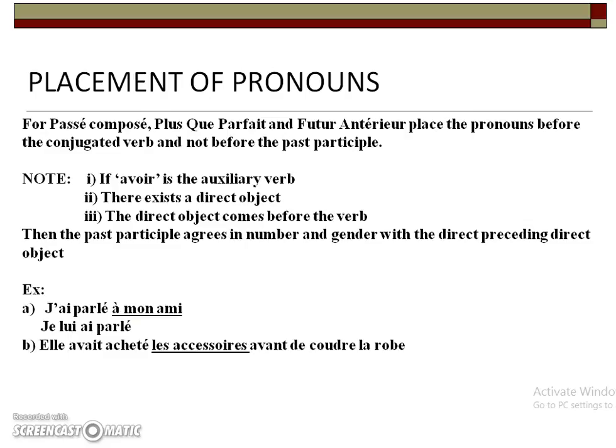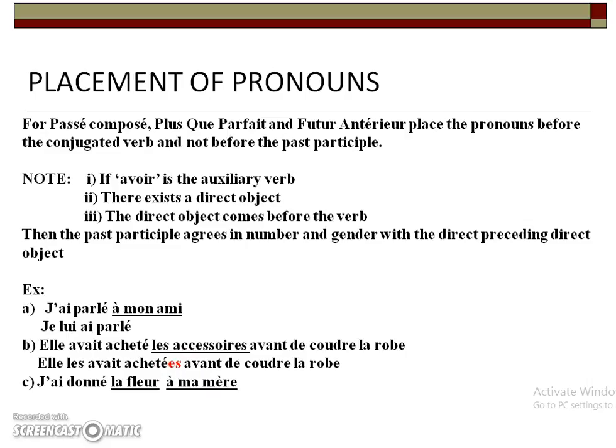Example number 2. Elle avait acheté les accessoires avant de coudre la robe. She bought them before stitching the dress. Your answer would be elle les avait achetés avant de coudre la robe. Now accessories is feminine and is the direct object in the sentence. Hence, acheté, that is the past participle, would be feminine plural and add an es. Example number 3. I gave the flower to my mother. I gave it to her. Flower is the direct object which is feminine and hence donner would take an e. Je la lui ai donnée.